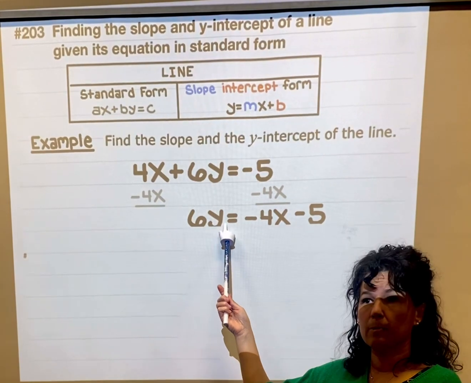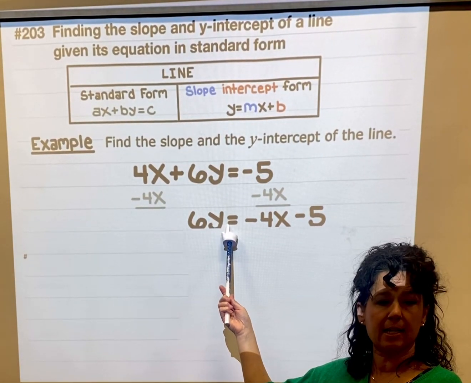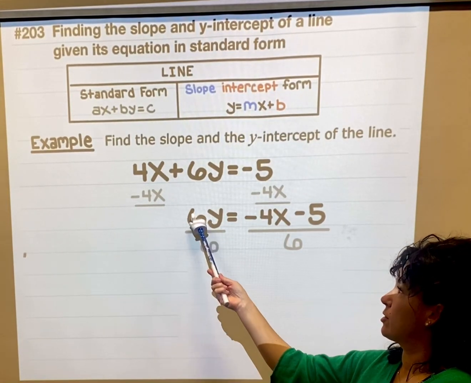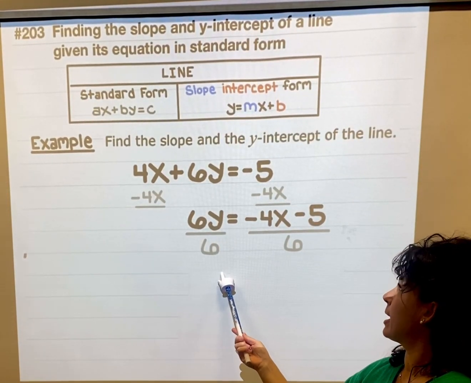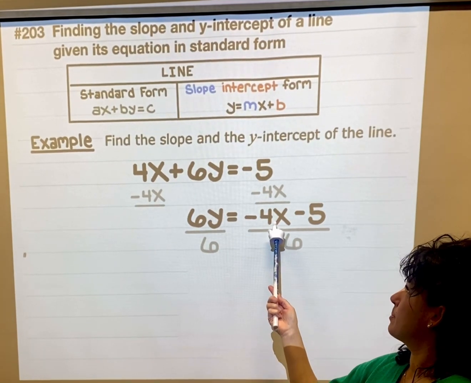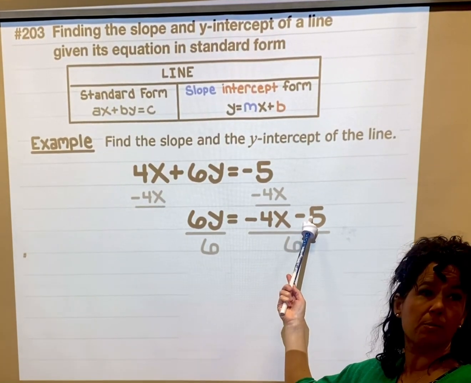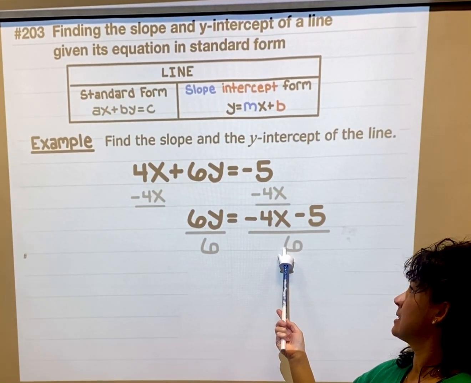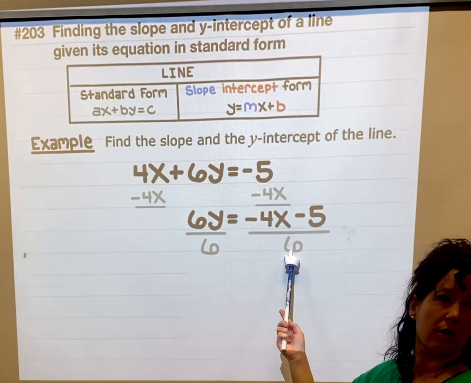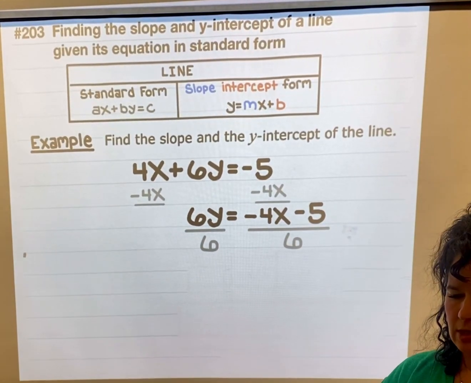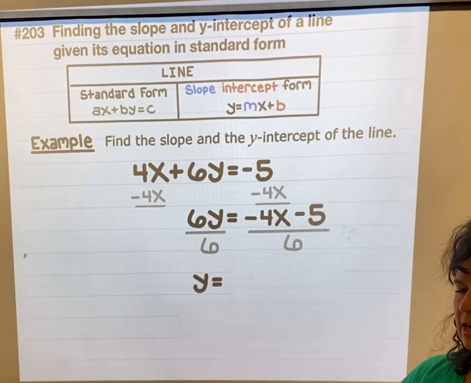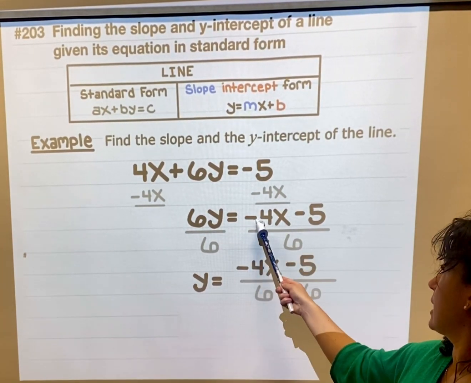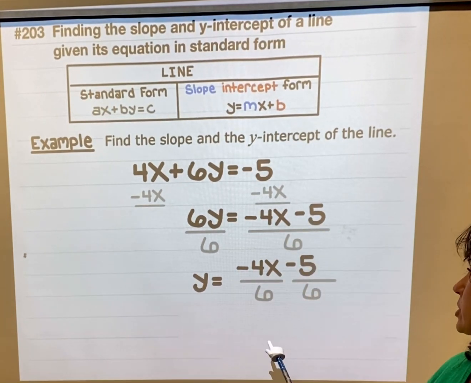Finally, I want to get rid of multiply by 6, so I'm going to divide both sides by 6. And what I do to one side, I do to the entire other side. So these 6's cancel and y is going to be by itself, but this 6 belongs to each of the terms in the numerator. So this is negative 4x over 6 minus 5 over 6. Okay, so I'm going to have y, because the 6's canceled out. Then I'm going to have negative 4x over 6 minus 5 over 6.